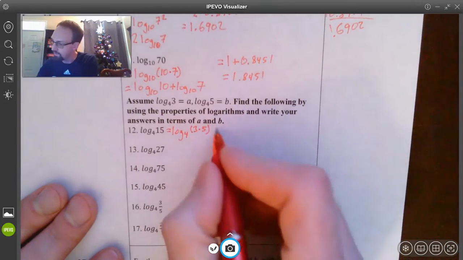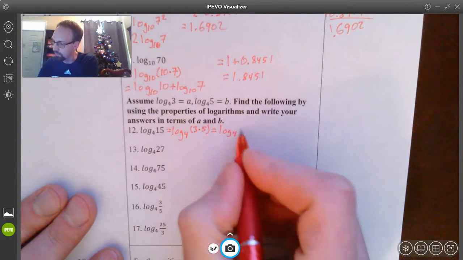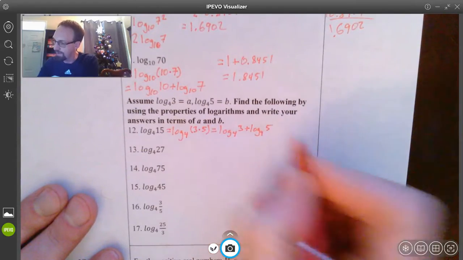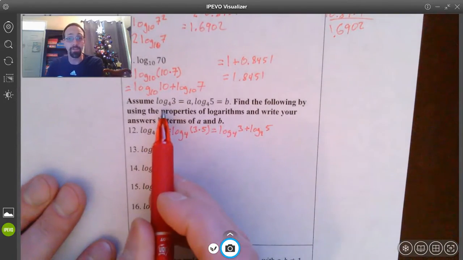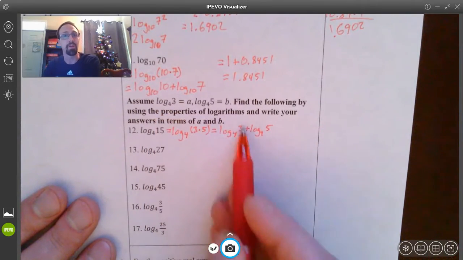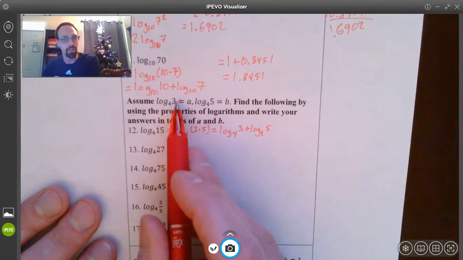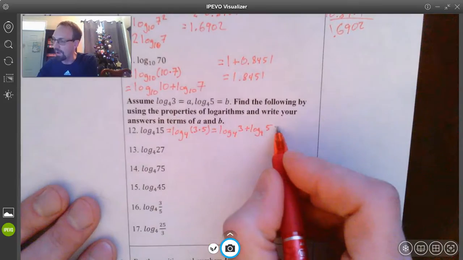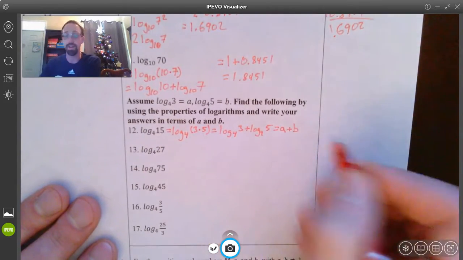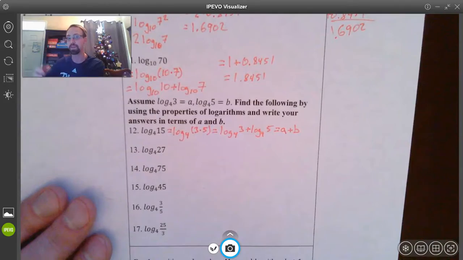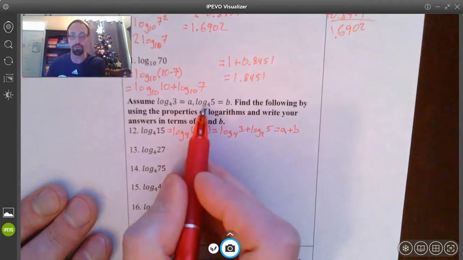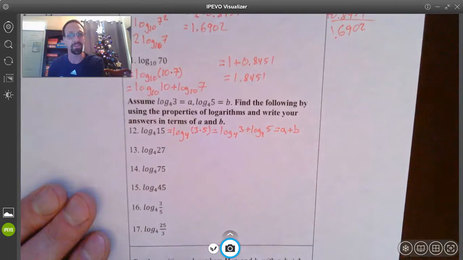So now what I have is log base 4 of 3 plus log base 4 of 5. Now we said log base 4 of 3. So log base 4 of 3. Well, that's this right here. Log base 4 of 3 is log base 4 of 3. So now I can substitute A in for this value and B in for this value. So this is just A plus B. It's only A plus B because this log is accounted for here and here. So that's just A plus B.